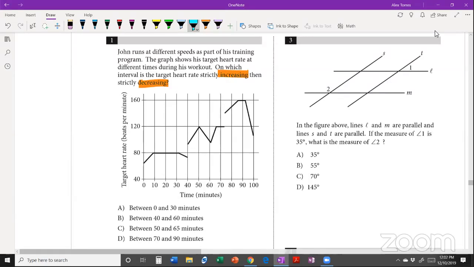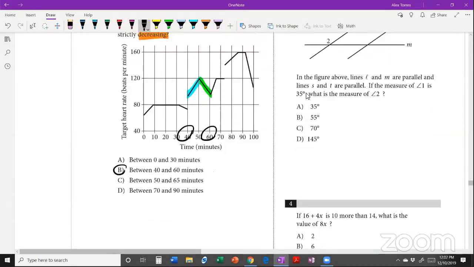And the place where we see that off the top of my head is just right here where it's increasing and then immediately decreasing after. And so that looks like it's from 40 minutes to 60 minutes. And so the answer to number 1 is B. Now we're going to question 2.